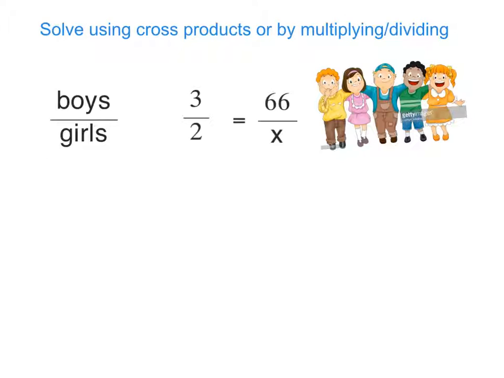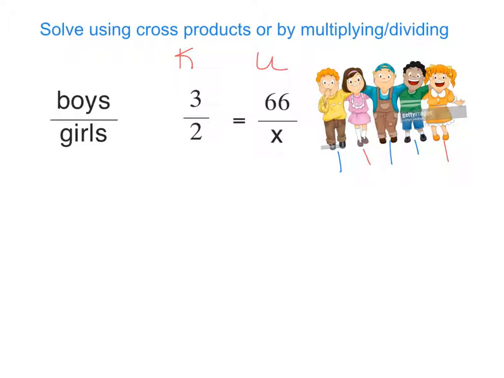Okay, and I want you to look at the picture that I just inserted on the screen. You will see that this picture represents the ratio 3 boys to 2 girls. So there are 1, 2, 3 boys, and there are 1, 2 girls. Think about this picture. That is the ratio that is known. So here's our known ratio. And our unknown ratio is we want to know how many girls there would be if there were 66 boys altogether.